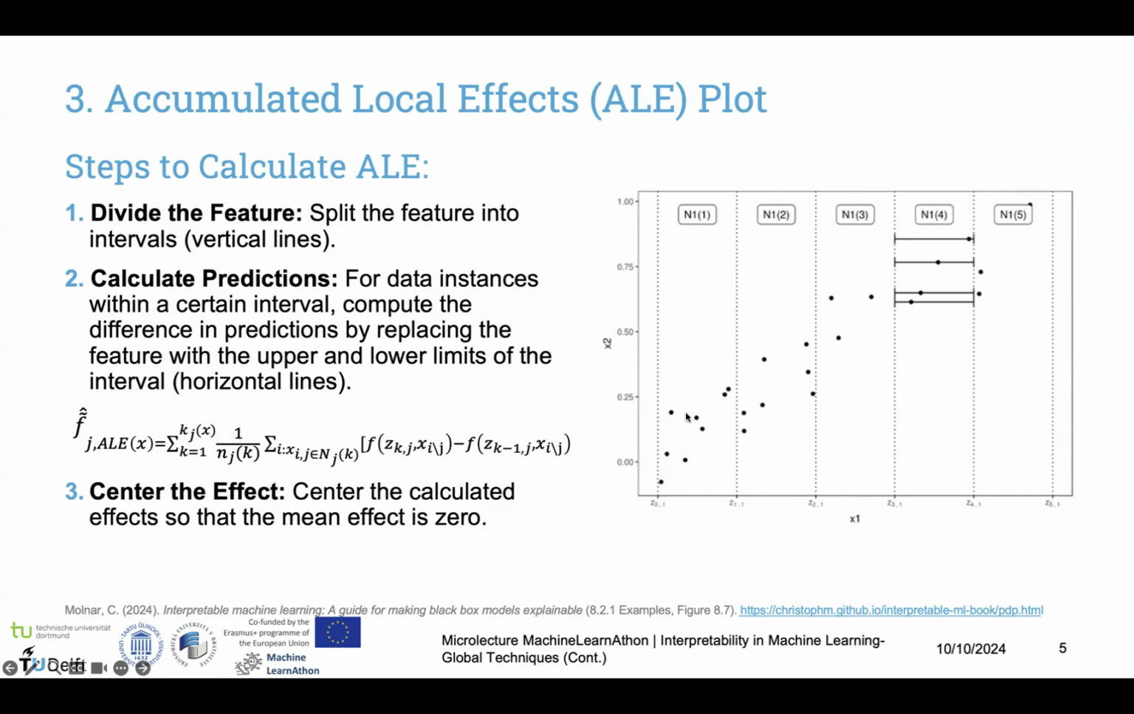And for each of the instances that we have in our training data, we are going to do the following. We are going to compute the difference in the predictions when replacing the feature value, which is x1, once with the lower bound of the interval and once with the upper bound of the interval. And we are going to repeat the same for all the instances that we have in our training data set, minus the mean effect, which is the mean prediction across all the instances in our training data set. And that will give us the accumulated local effect.